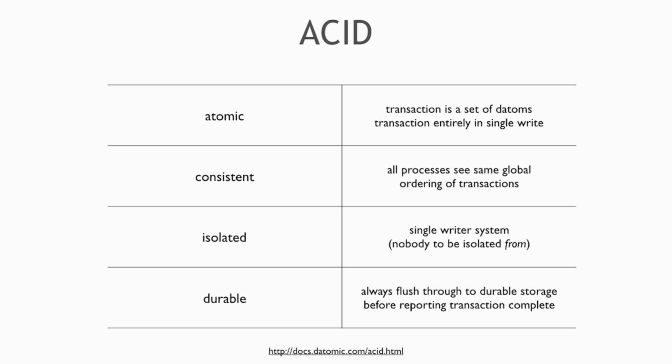Consistent, the C in ACID, is: do all processes see the same global ordering of transactions? Does everybody see things happen in the same order? And Datomic is consistent in the old-fashioned ACID sense. It's consistent in the newfangled CAP theorem sense. It's just freaking consistent, right? It's as consistent as you can possibly get.